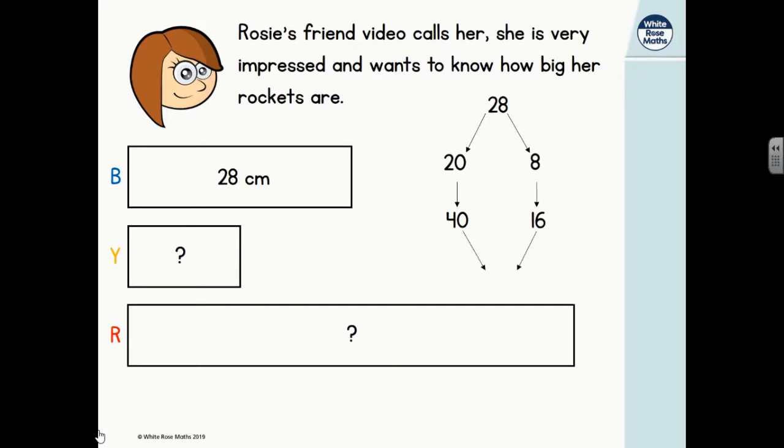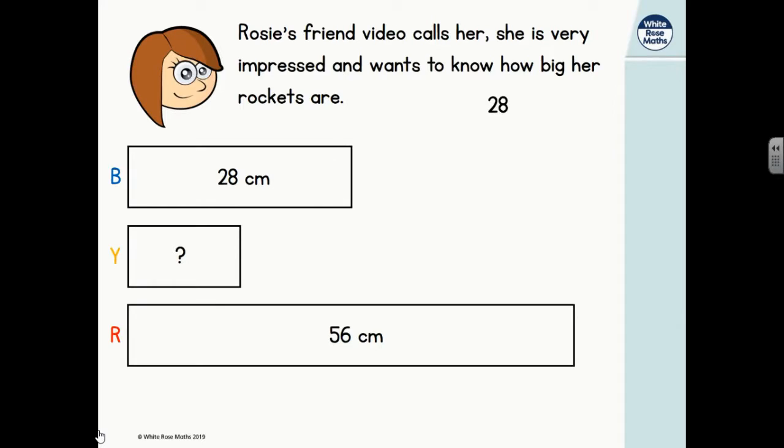And then the last step is to recombine them together. I can see, if I look at the ones, I've got 6 ones and 0 ones. So I know my answer is going to have 6 ones. And then I'll look at my tens, and I've got 4 tens and 1 ten. So that will give me 5 tens. So I think the red rocket is 56 centimetres long. Yes, that's right.